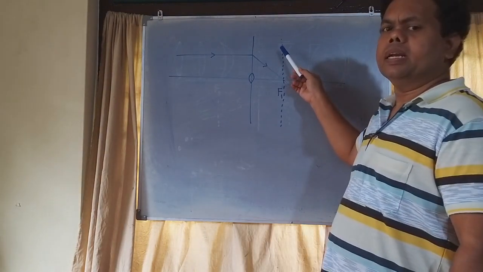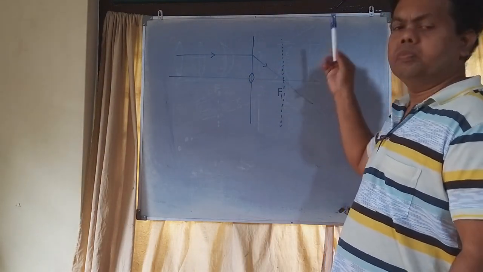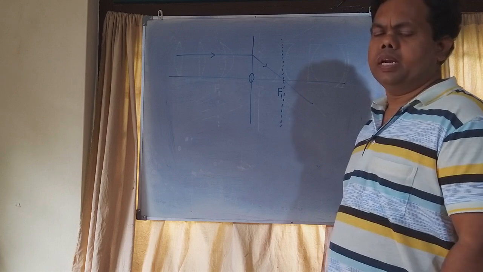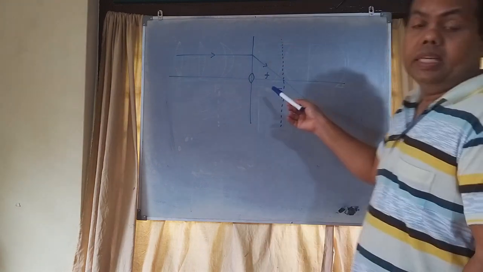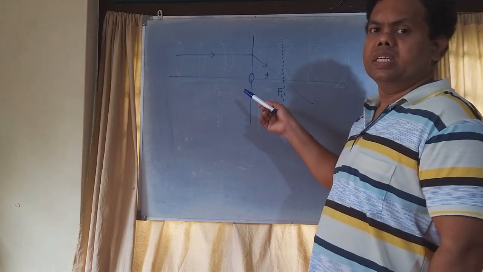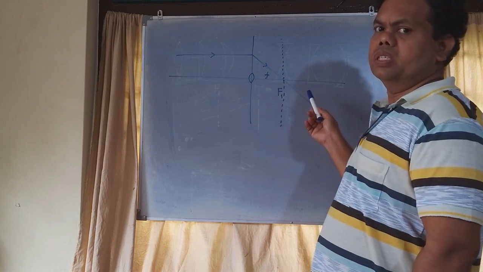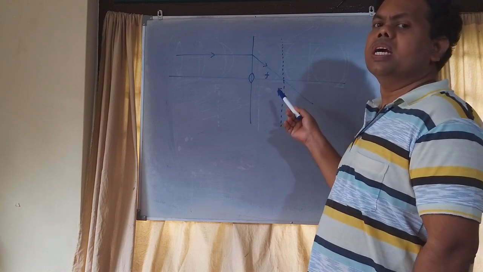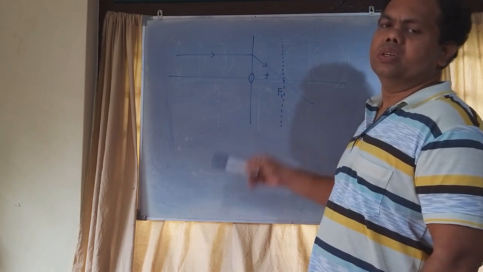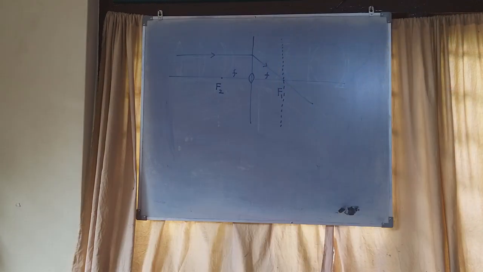A plane parallel to the vertex of the lens through the primary focus is called the primary focal plane of the lens. The length between the optical center of the lens and the primary focus of the lens is called the focal length, and it is denoted by the symbol F.